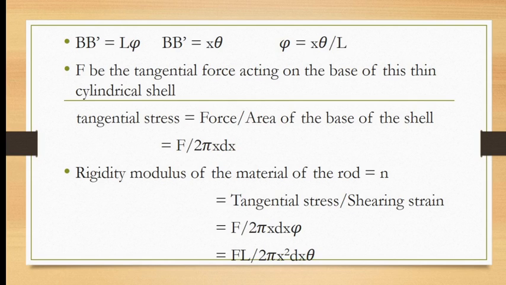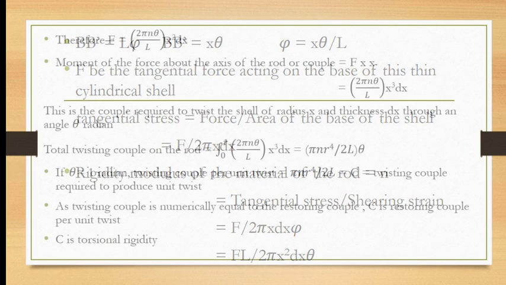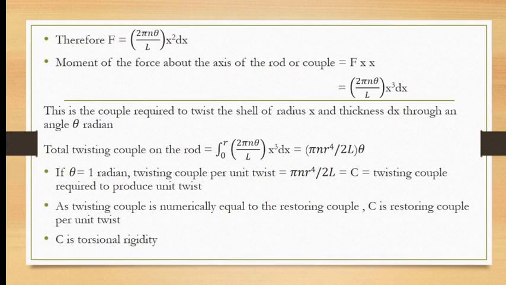We are going to find out the twisting couple of the cylinder. Now from this equation we can write the expression for force. You can simplify it in your notebook and find out the value of F as 2πnθ by L into x²dx. So we got the force, isn't it?